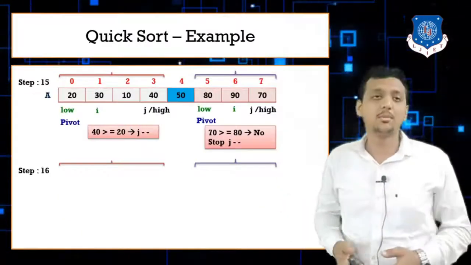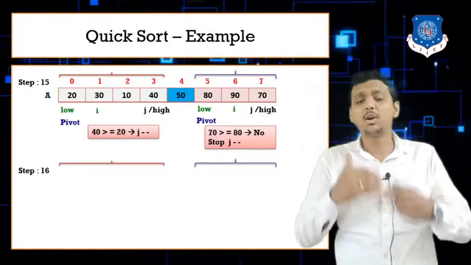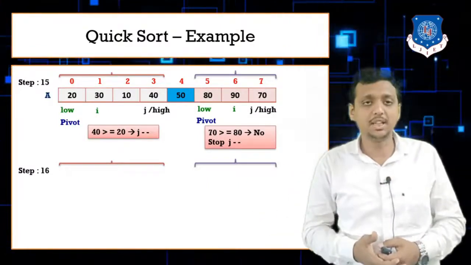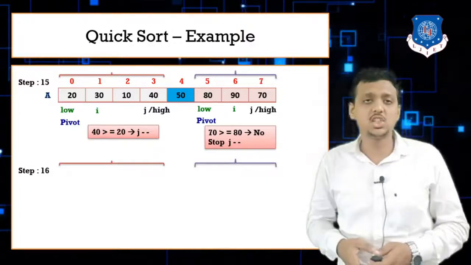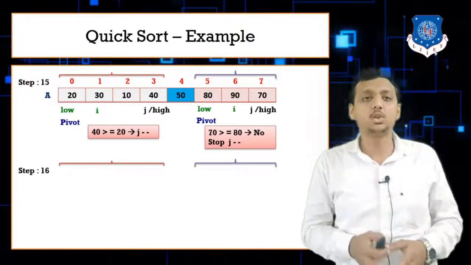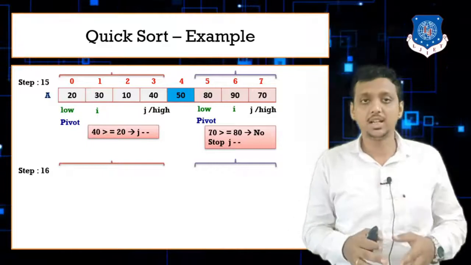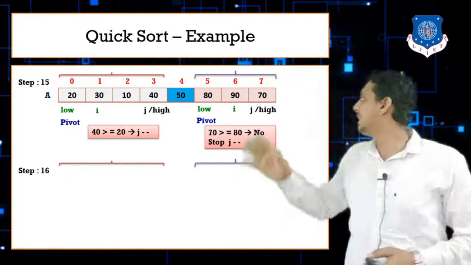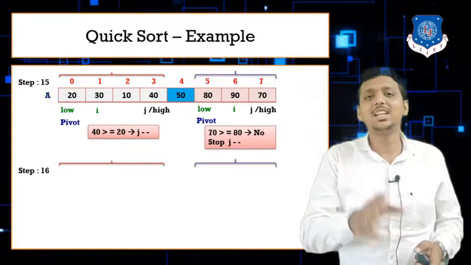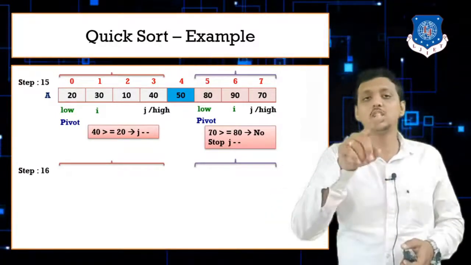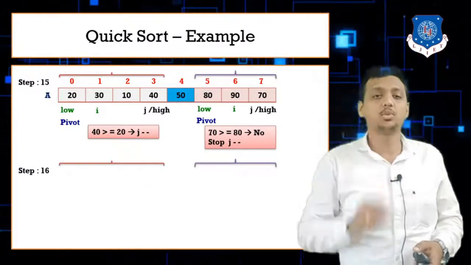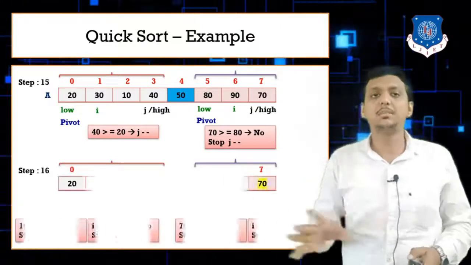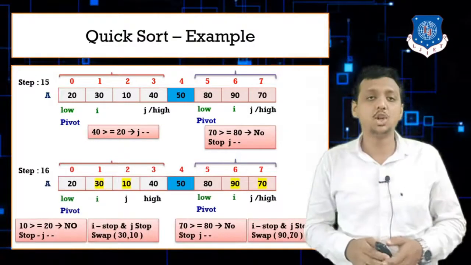Next we talk about J, because on both sides I has stopped incrementing. For J, 40 is greater than or equal to 20, so J is decremented. 40 is greater than or equal to 20, so students, J is decremented. And on the right side, we have 70 greater than or equal to 80. The condition is false, so J has been stopped over there. On the right sublist, J has been stopped, so I'm just repeating the same step below.